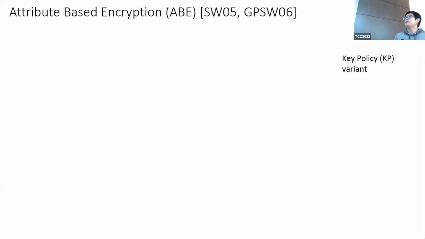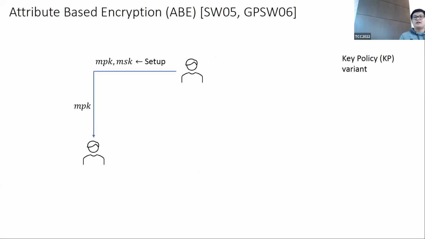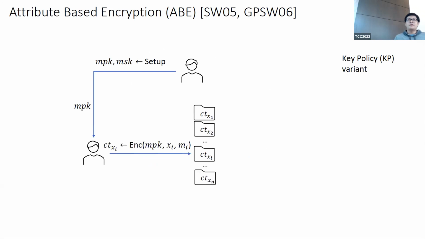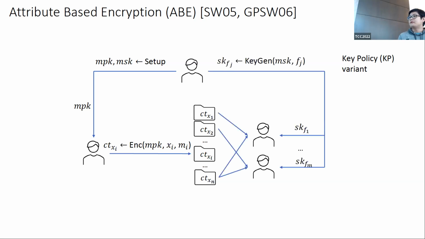So attribute-based encryption, ABE for short, has the following syntax, where an administrator first runs the setup to produce the master keys and sends the master public key to an encryptor who encrypts messages MI, each with an attribute XI associated with it. If someone later wants to have partial access to the messages, the administrator will use the master secret key to run keygen and produce a secret key associated with some policy FJ.